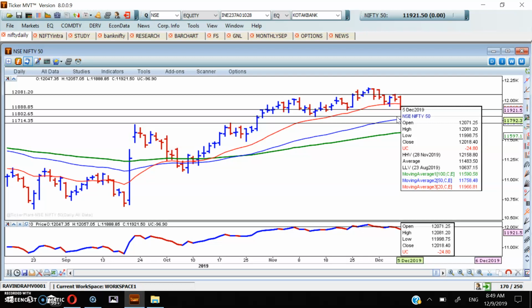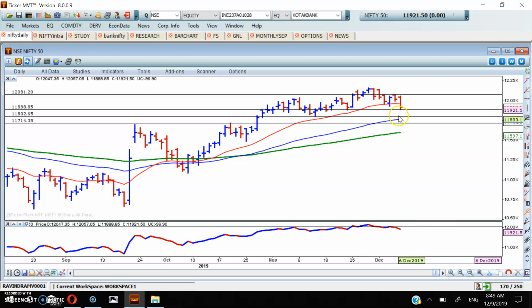So in that case, we should be very cautious, and considering this, we will keep very small and quick targets. If in case it crosses 11,888, then 11,800 will be our next target, and then below that 11,714 will be another target. So if correction starts, the market can come to 800 and 714.